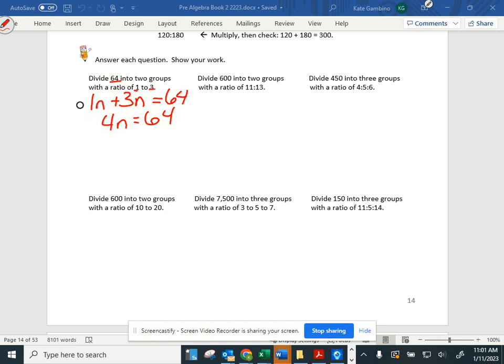So we have 4n equals 64. And we're going to divide by 4 because we want n by itself. So 64 divided by 4, 16. Okay. So now we can go back and plug 16 in for n. So 1 times 16 plus 3 times 16 equals 64. What's 1 times 16? 16. What's 3 times 16? 48.